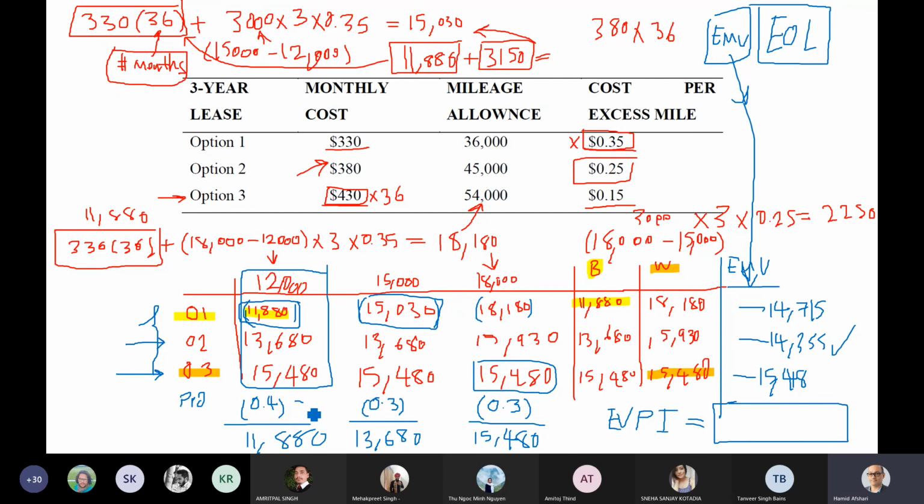So 40% multiplied by the best value in this column, plus 30% multiplied by the best value in this column, plus 30% of the best value of this column. How much is that? 13,500. Okay. So as we can see, this is the minimum possible cost. Even this is better than any other alternative. This is called the expected value of perfect information.